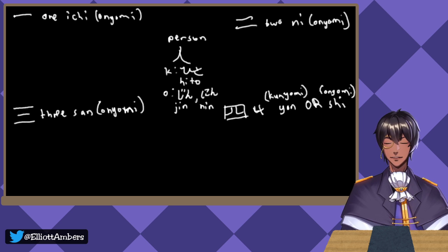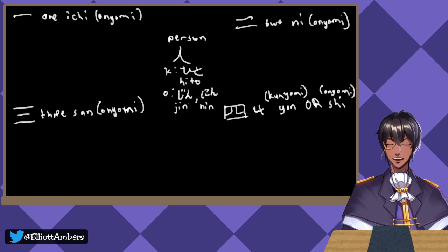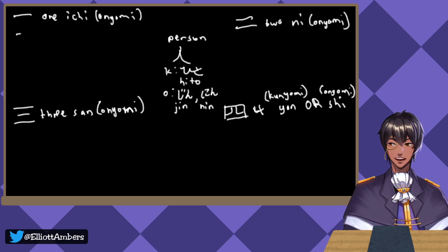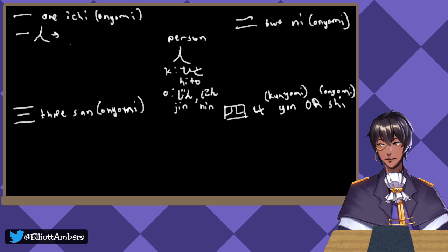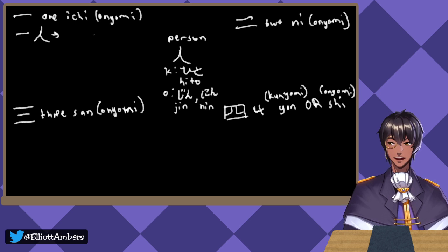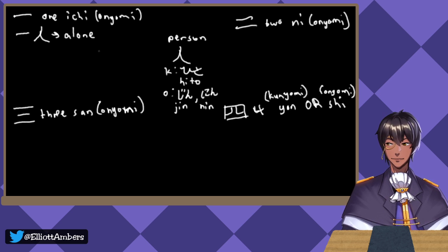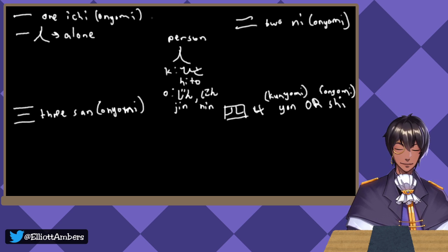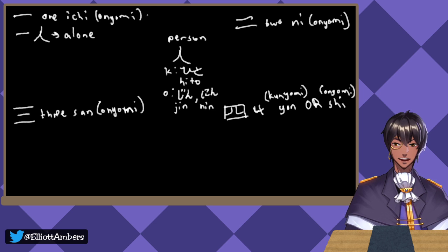So let's talk about this in regards to 1 person, 2 person, 3 person, and 4 person. If I say this, it is actually more commonly, instead of just saying 1 person, this is actually alone. Oh, and actually, let me write this out. The alternate reading for 1 is Hito as well.